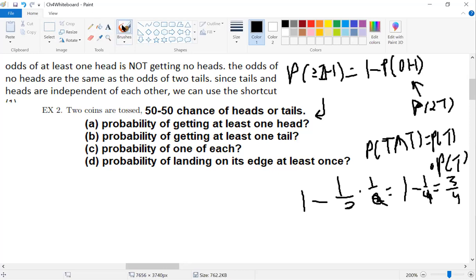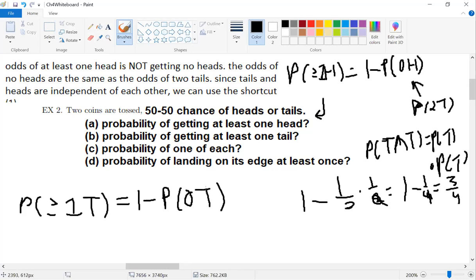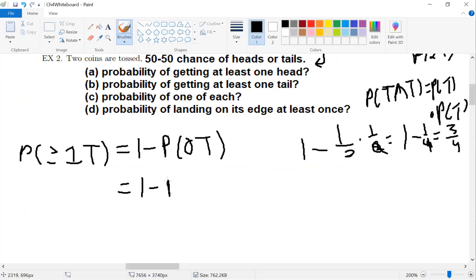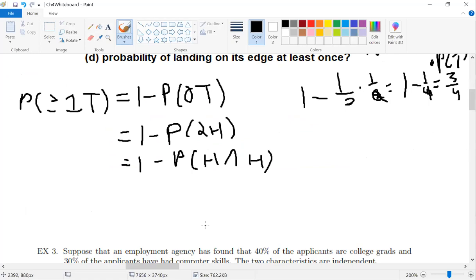And here I'm going to write out in the notation. You're going to have to get used to the notation, but I'll explain as I write it. So part B, the probability of getting at least one tail is the same as one, this is the complement law again, minus the probability of no tails. Okay, this is equal to one minus the probability of two heads. Again, heads and tails are all independent of each other, so we can use the shortcut. The probability of two heads is the probability of a head and another head. And here you notice I am going step by step.